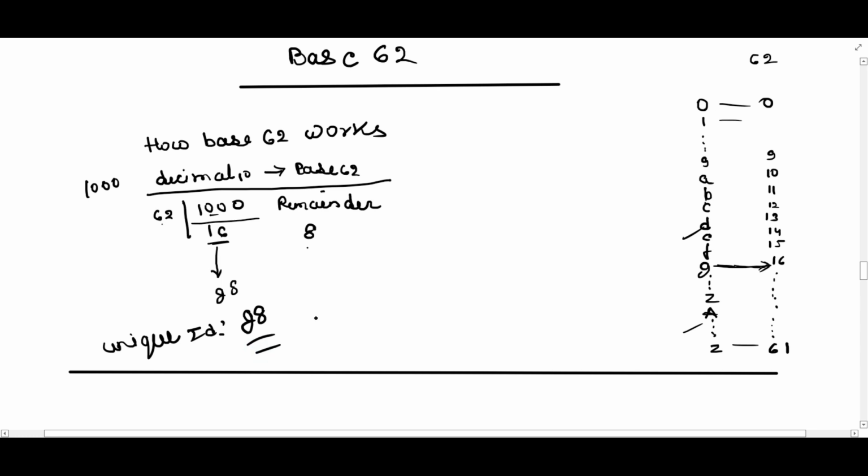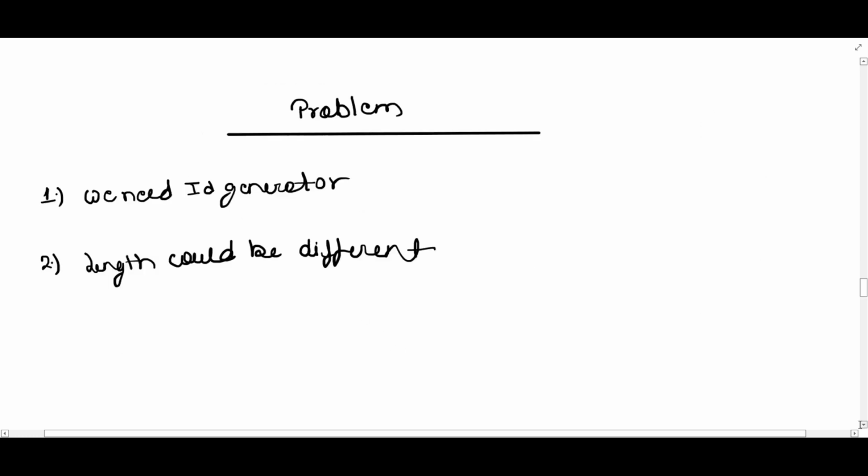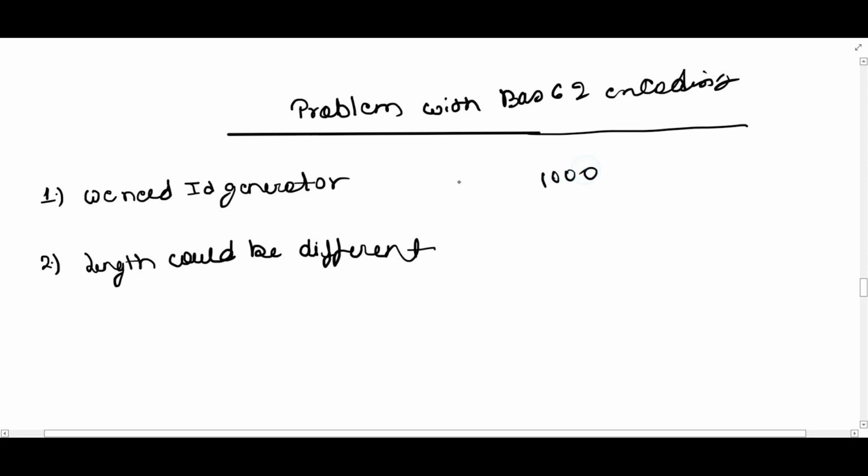So what is the problem with base 62? We are able to generate the unique ID, and it is also shorter compared to the MD5 and SHA-1 algorithms. So let's discuss the problems with base 62 encoding and how we're going to solve them. First problem is we need an ID generator. We need some ID.